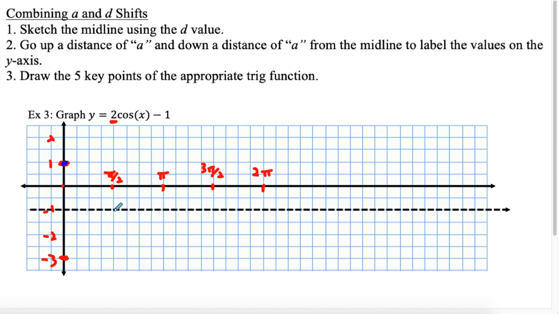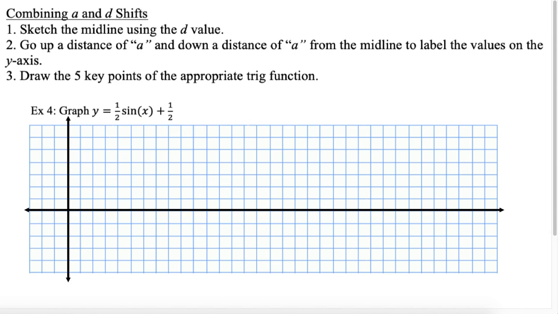And at pi over 2, I cross the midline. At pi, I'm at my minimum value. At 3 pi over 2, I cross the midline again. And then at 2 pi, I'm at my maximum value, which we said was 1. And then we just want to sketch in our curve. And we'll add our arrows on the end to remind us that this goes on forever in both directions. Okay, so first, sketch the midline. Find your maximum and minimum values by going up and down a distance of A, and then draw your 5 key points.